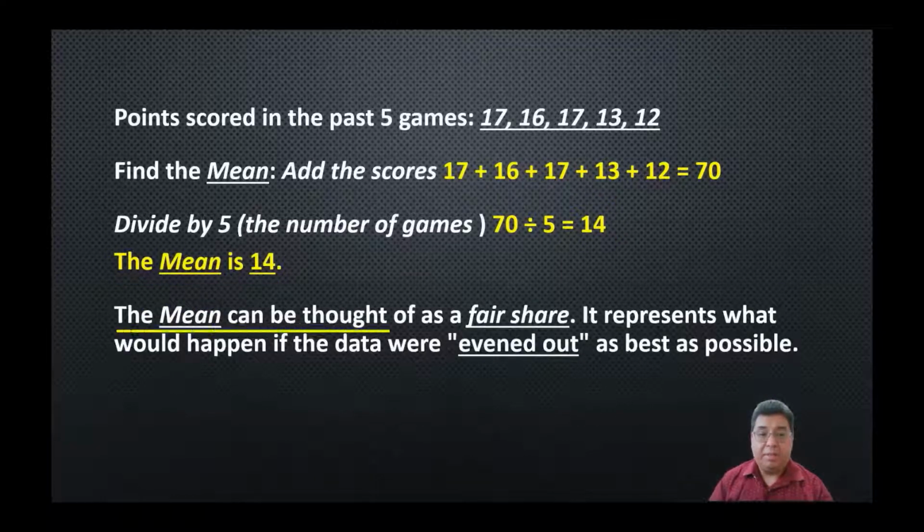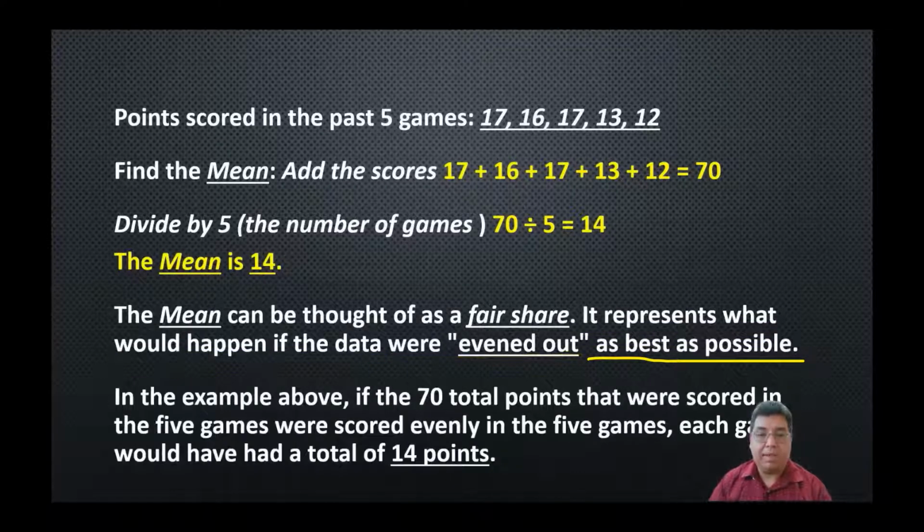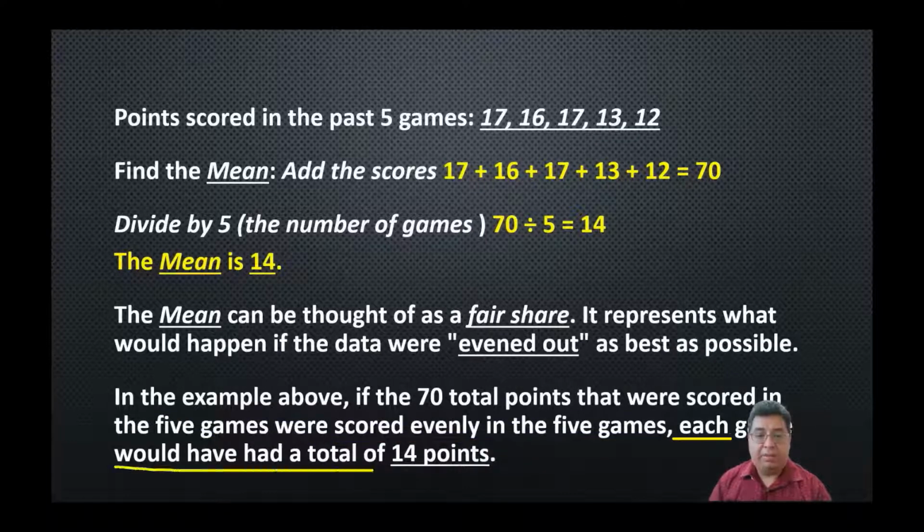The mean can be thought of as a fair share. It represents what would happen if the data were evened out as best as possible. In the example above, if the 70 total points that were scored in the 5 games were scored evenly in the 5 games, each game would have a total of 14 points. So that's what the meaning of the mean stat is, okay?